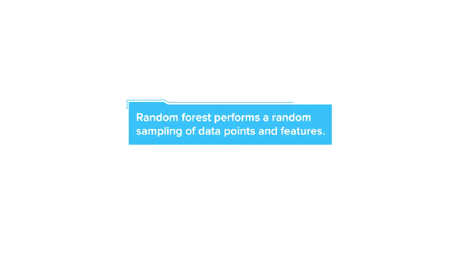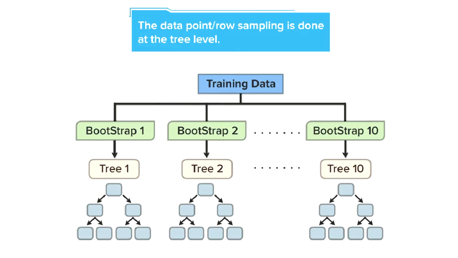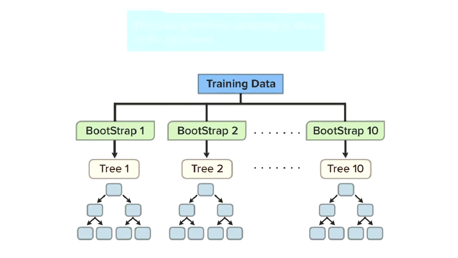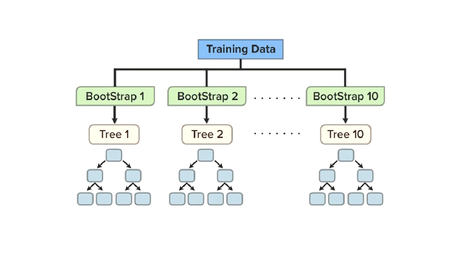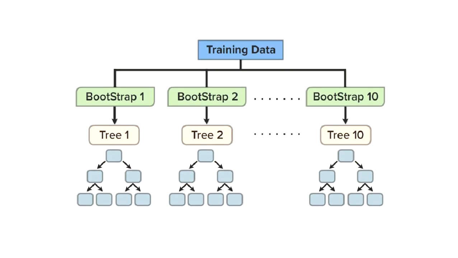Along with random sampling of the data points or rows, random forest also performs a random sampling of features. Remember that the data point or row sampling is done at the tree level, which means every tree gets a random subset of data points. But feature sampling is slightly trickier than the row sampling. This is because feature sampling is done at the split level and not at the tree level. Let's dive deeper into the feature sampling for random forest.